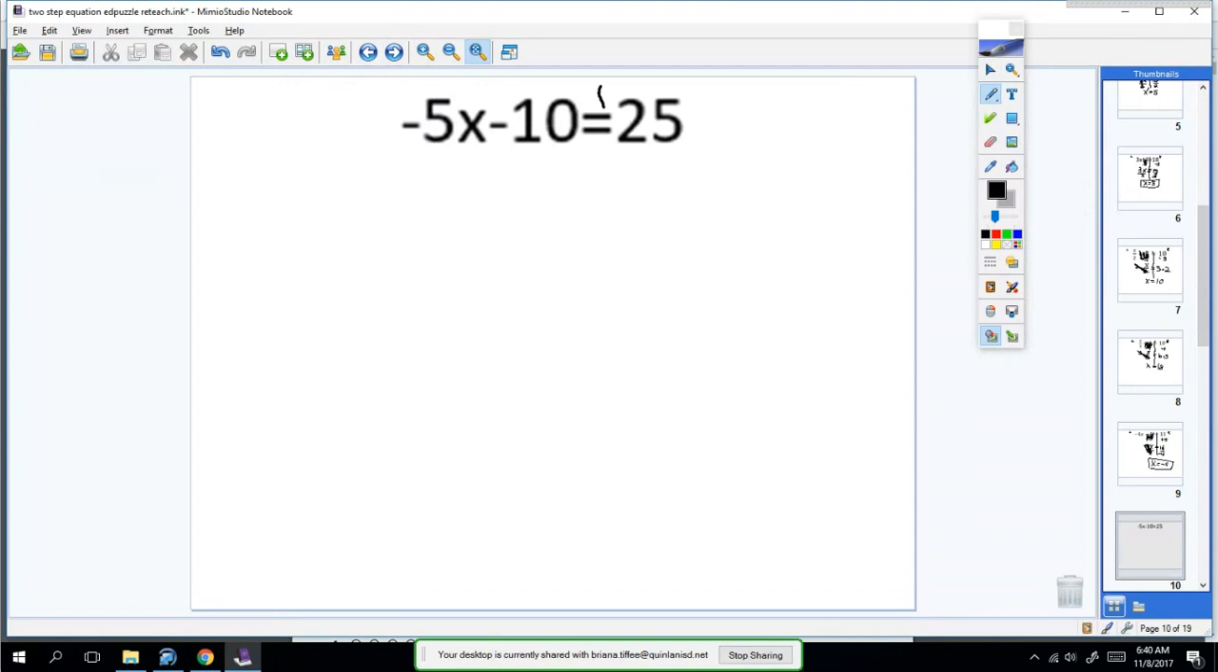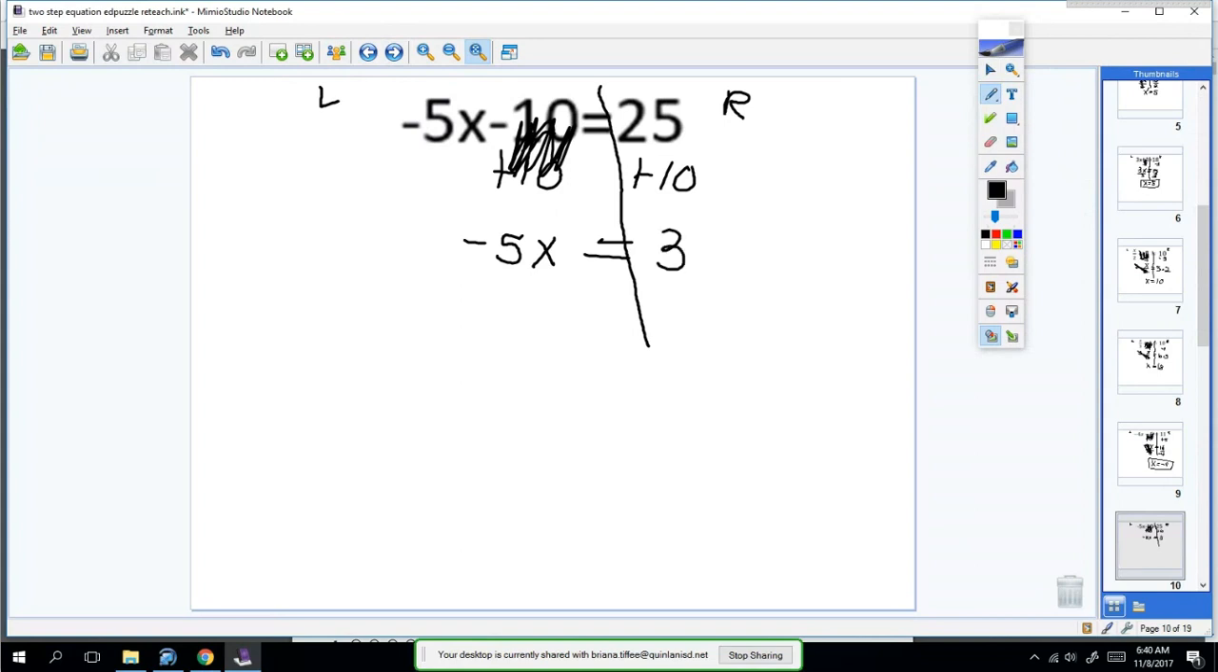All right, draw your line. You got a left side and then you got a right side. So this 10 is being subtracted, so you're going to add 10 to both sides. Bring down my equal sign. These cancel out. So bring down the negative 5x. Well, 25 plus 10 is just 35.